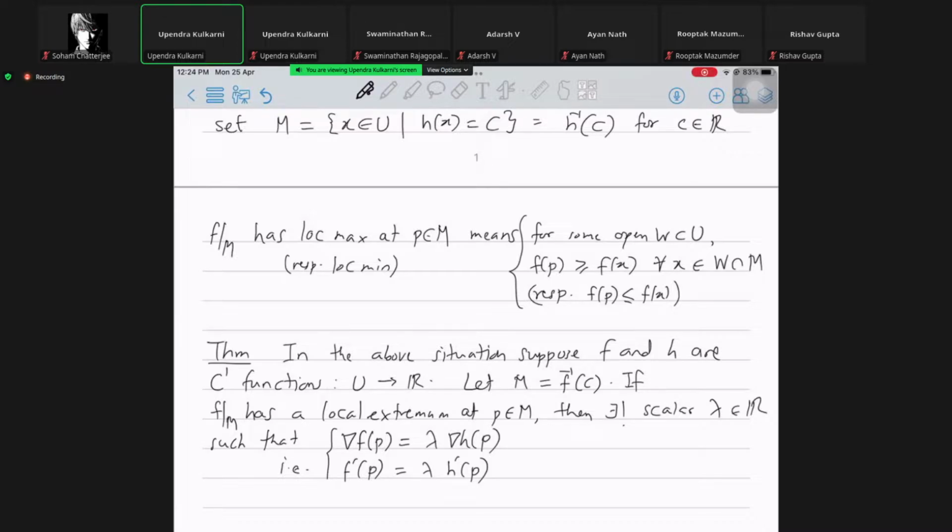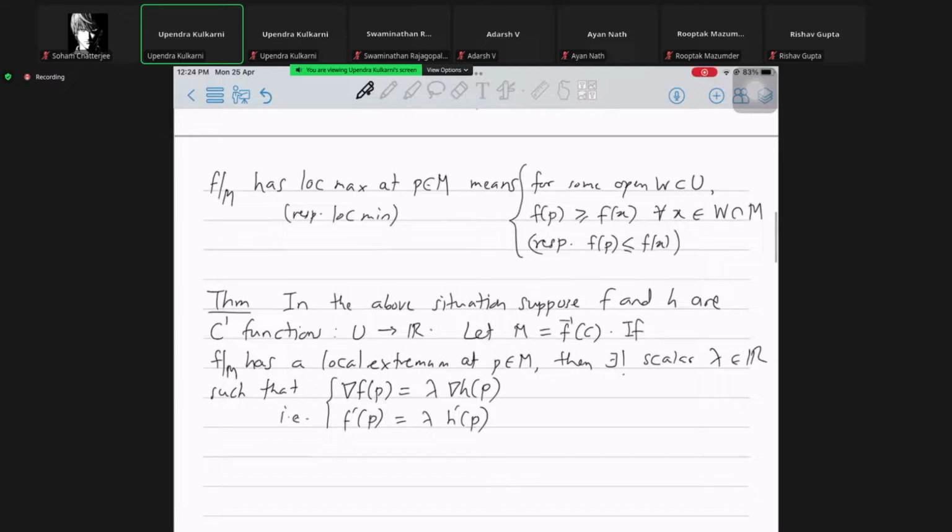In fact, let's do one thing. Let's take this theorem for granted. Again, remember, as stated, this theorem is not quite correct, but we will see examples. Here, let M be equal to H inverse of C. You have written F inverse. I'm sorry, I just seem to be making mistake after mistake today. So F is my objective function and H is the constraint function. So of course the set on which I'm optimizing is not F inverse of C, but it is H inverse of C. Thank you.